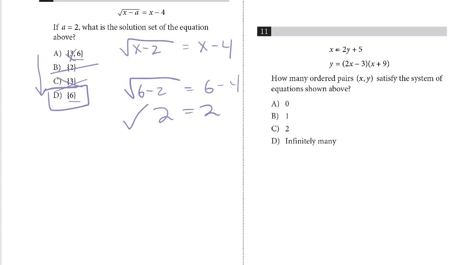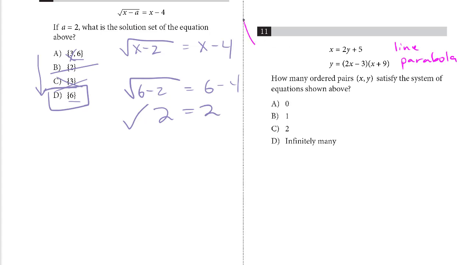11. x equals 2y plus 5. y equals quantity 2x minus 3 times quantity x plus 9. So what do I have here? I have a line, a linear equation, and I have a parabola, a quadratic equation. And how many ordered pairs x, y satisfy the system of equations shown above?